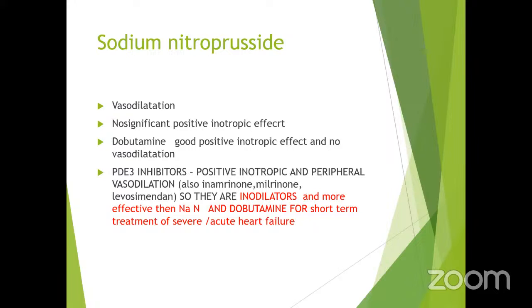Along with this, we have PDE3 inhibitors, which have both positive inotropic effect and peripheral vasodilatation. So they are known as inodilators. Ino is inotropic, dilator is peripheral vasodilatation. Two things work in favor whenever the patient is in heart failure. So these are the three drugs used, amrinone, milrinone, and levosimendan, as PDE3 inhibitors, and they are more effective than sodium nitroprusside and dobutamine for short-term acute heart failure, as they have to be given continuously and monitored, and also because of development of tolerance.